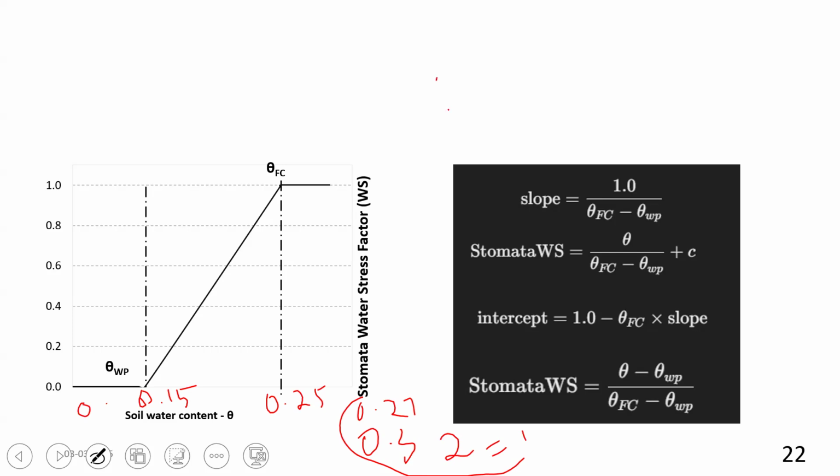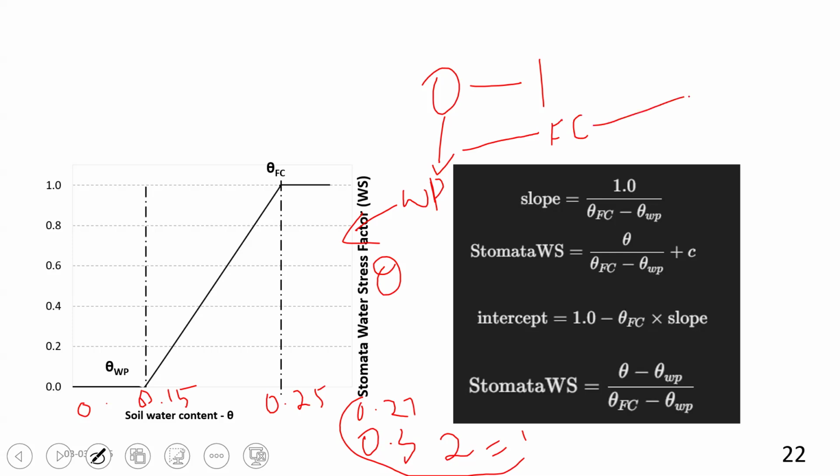So the stomata water stress is one factor that extends between 0 and 1, where when the water content is at wilting point, stomata water stress will be 0. Anything less than that will be 0. In between, it will be any value between 0 and 1. At field capacity, it will become equal to 1, and as it extends over there, it is also going to be equal to 1. So the stomata water stress factor will always be between 0 and 1.